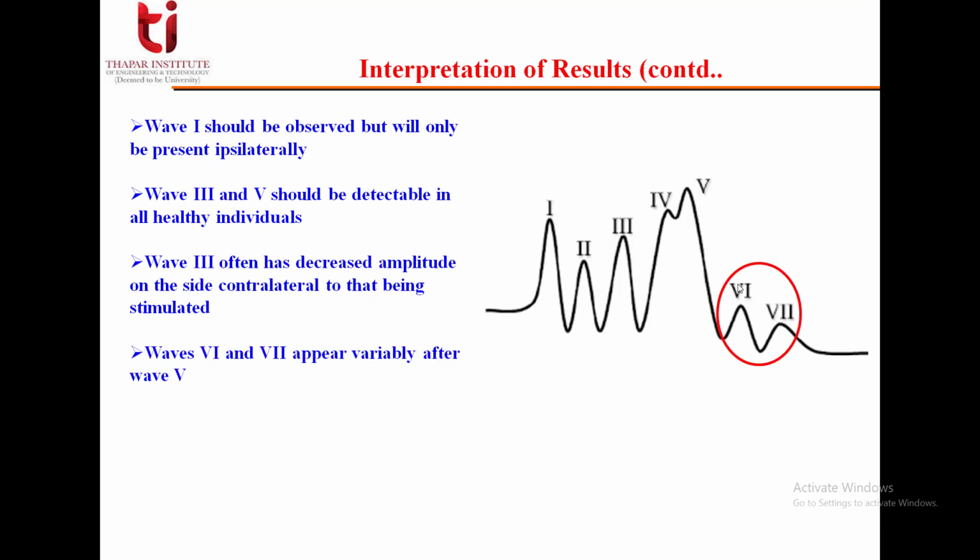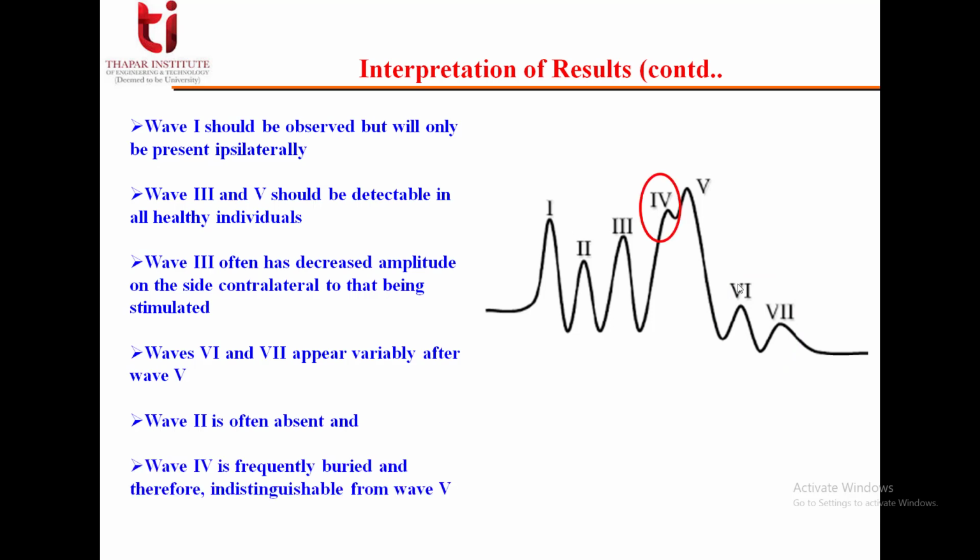Then waves 6 and 7 appear variably after wave 5. In most cases they are not there, in some cases they are. Wave 2 is often absent. And wave 4 is frequently buried and therefore indistinguishable from wave 5.